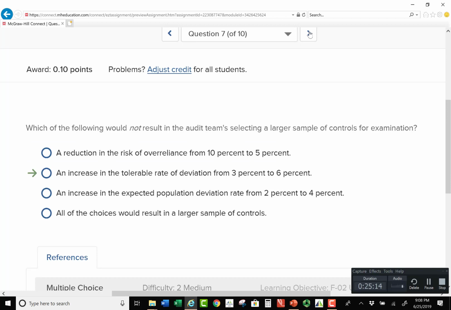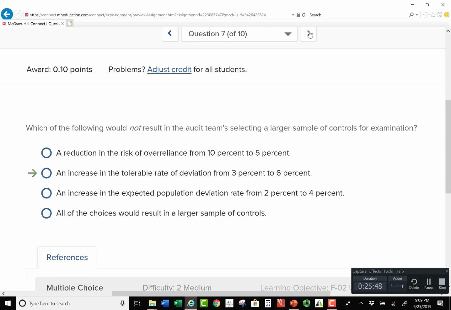Number 7, which of the following would not result in the audit team selecting larger samples, a larger sample controls for examination, a reduction in the risk of over-reliance? Remember, guys, over-reliance is the risk of assessing control risk too low, isn't it? Okay, so if I reduce my risk of assessing control risk too low from 10 to 5%, then all the numbers on that 5% table are bigger, aren't they? So that's not the answer.